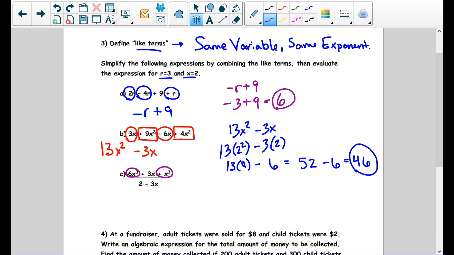So what's 6 plus 1? 7. 7x to the third. 3x is just going to stay up there on top. 2 minus 3x, nothing combines there, so we're going to leave that in the bottom. And that's it. Can't do anything else.